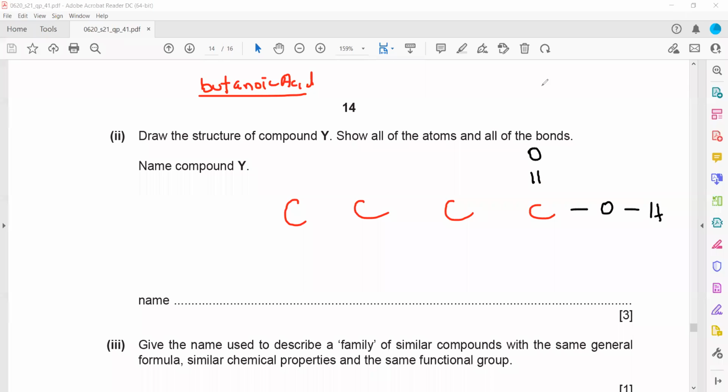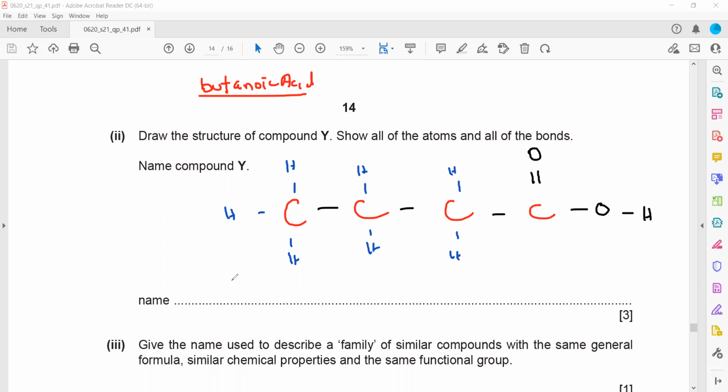And we have to show all the atoms and bonds. So you cannot write OH like this; if you write OH, that is wrong. Why? Because we have to show all the bonds. So there is also a bond between oxygen and hydrogen. And there's a single bond between the carbon atoms. Each carbon can form a maximum of 4 bonds. If one is bonded with another carbon, this will have 3 hydrogens. This will have 2 hydrogens. This will have 2 hydrogens.